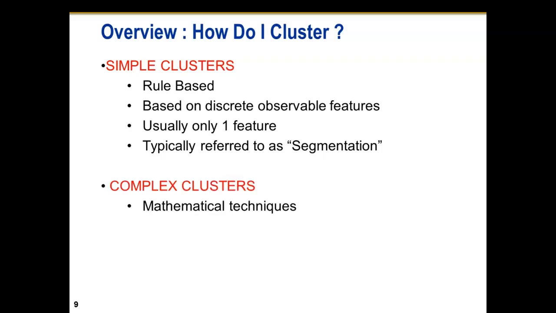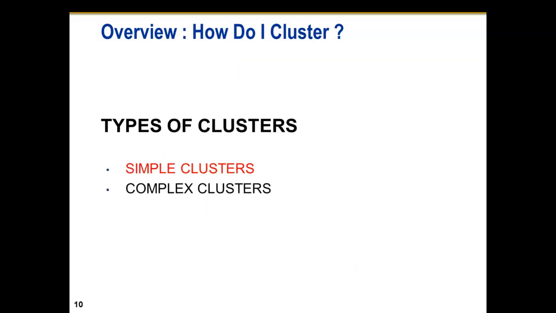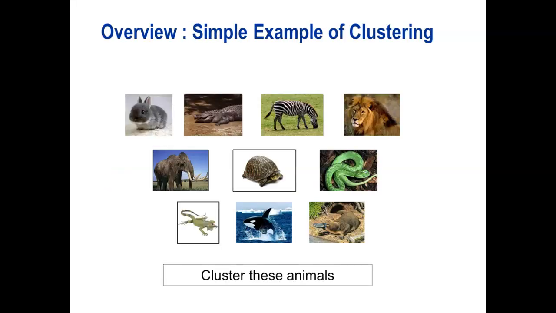Complex clusters is when we start using mathematical techniques, and it's going to be based on usually continuous variables. As opposed to simple clusters where it's going to be something like male and female, married and single, this is going to have multiple variables. This is typically what we call clustering. We're going to explore both of these in this unit. So let's first talk about simple clusters, and the best way to explore that is with an example.